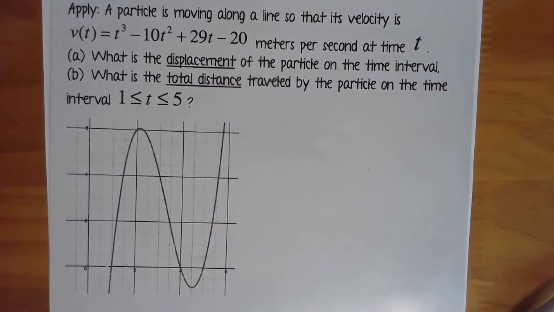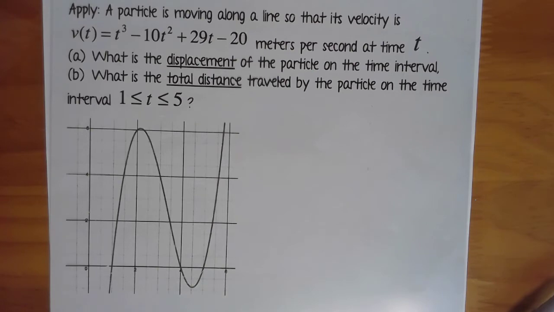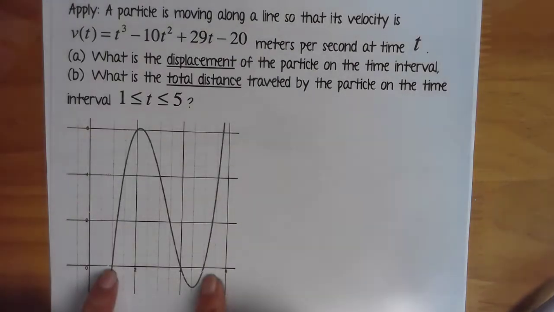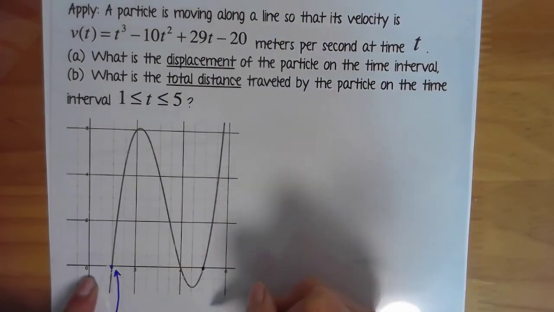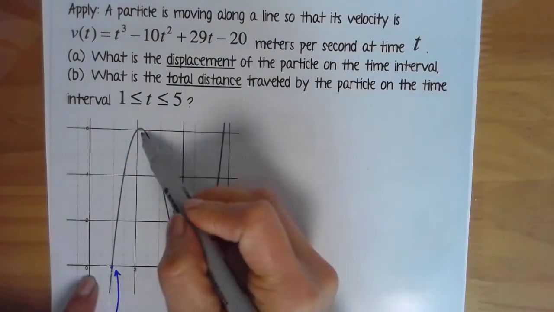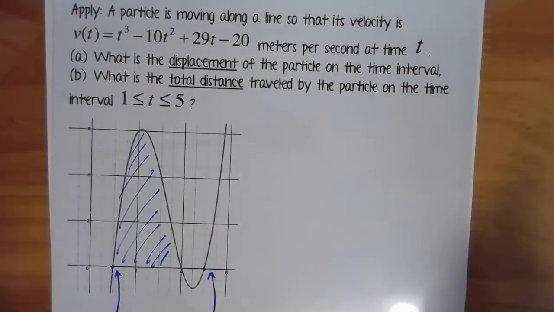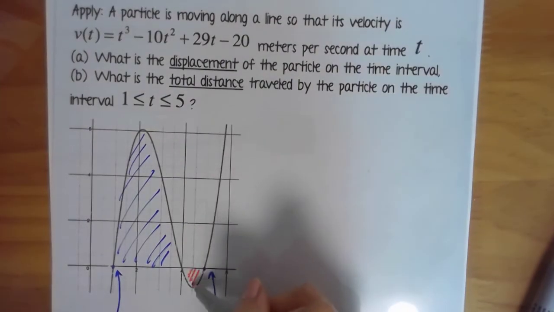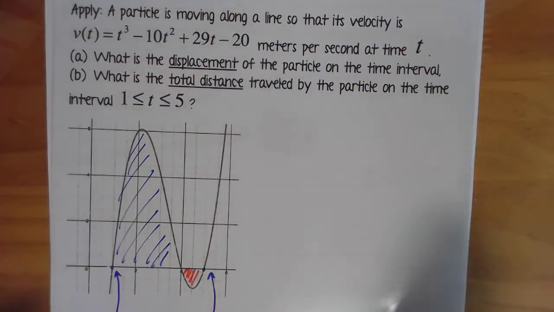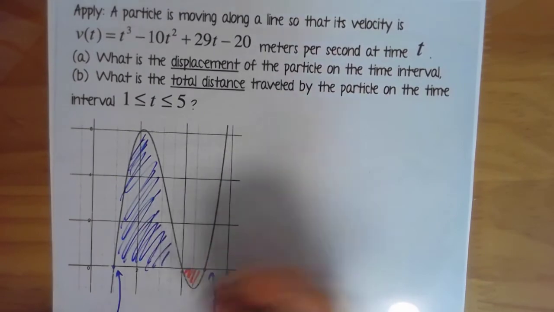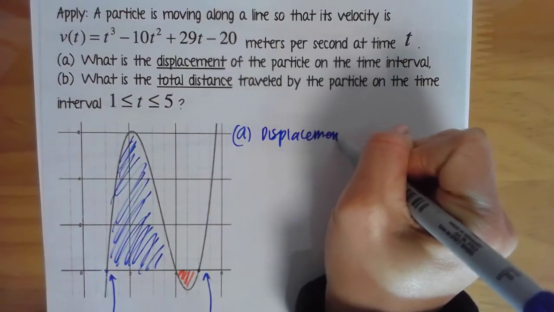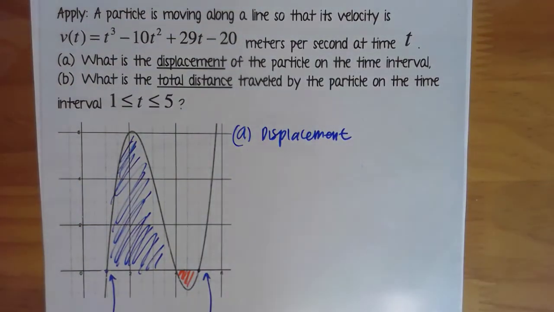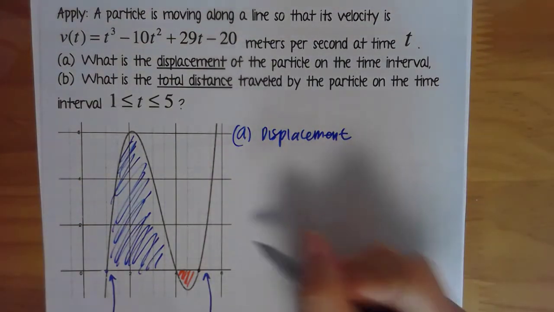They want to know the displacement of the particle on the time interval, and also what is the total distance traveled by the particle on the time interval 1 through 5. So we're only looking from here to here, 1 through 5. Again, we have some positivity here and some negativity here. So I guess now you know what to do. Displacement: positive direction, negative direction matters, and you have the total distance, which does not matter.